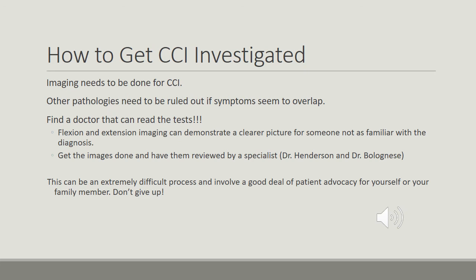It's an extremely difficult process. The majority of the people that get this investigated are frustrated, and it's been a very long road. It involves a lot of patient advocacy on your part, if you're the patient, or a family member helping you out to give you some courage and support. But don't give up. If this is something that you feel like you have, or you want to make sure that you don't have, then you need to get it investigated appropriately. You need to talk to the people that can actually read and understand the imaging correctly.